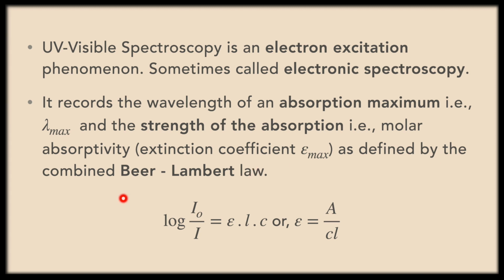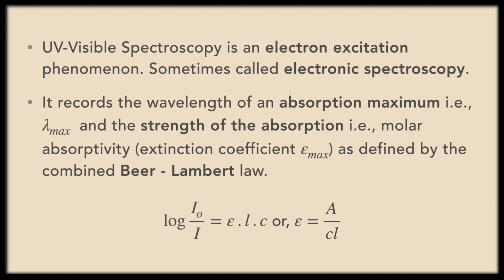Now this is defined by the combined Beer-Lambert law, which is given here. I'm not going into the detail of that, but let's have a look at this. Epsilon is equal to absorbance divided by C L. I0 here is the intensity of the incident light, and I is the transmitted light. Log I0 by I is the absorbance A, or is also known as the optical density. C is the concentration of the solute, and L is the path length of the sample in centimeters. So epsilon is the molar absorptivity.